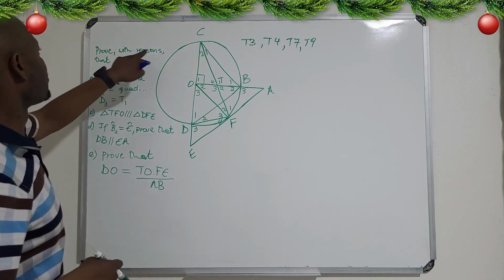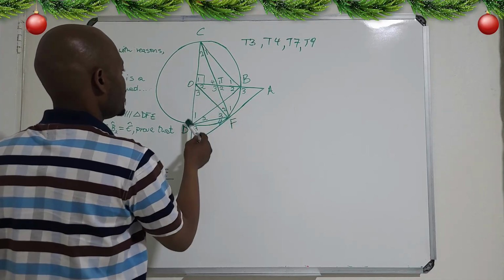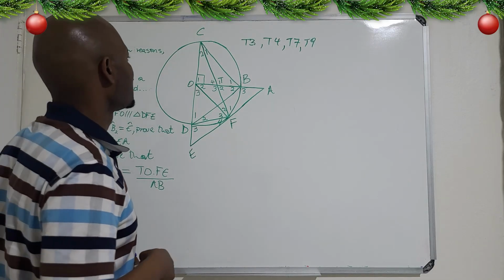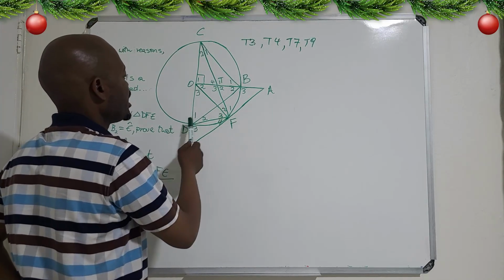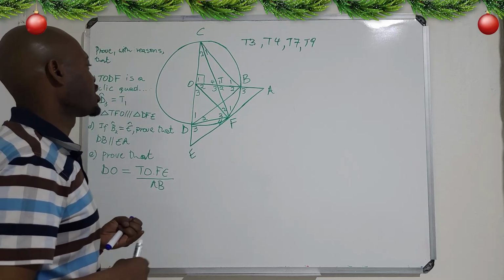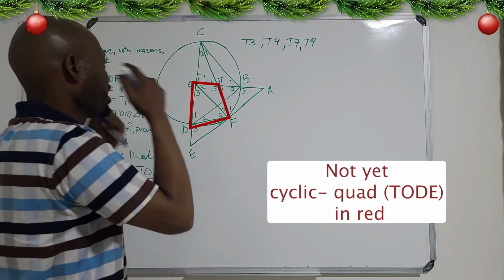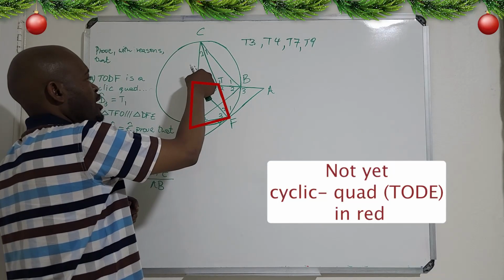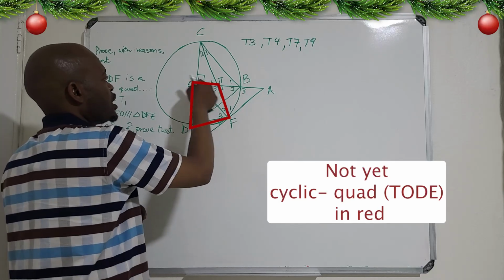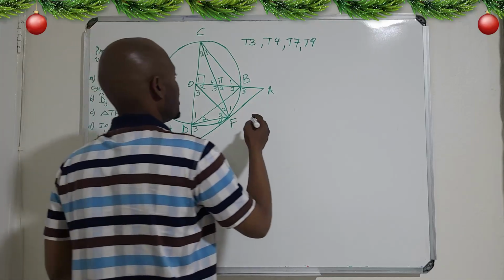Now, we are told to prove with reasons that TODF is a cyclic quadrilateral. For us to prove that, we know we can use the exterior angle of a cyclic quad. We can also use opposite angles of a cyclic quad. From what I can see here, I am already given 90 degrees there, which is an exterior angle of this cyclic quad. Therefore, I think that is where I can start. Now, we start.